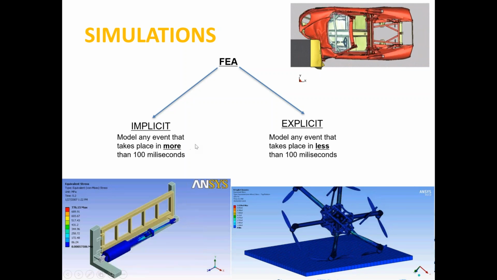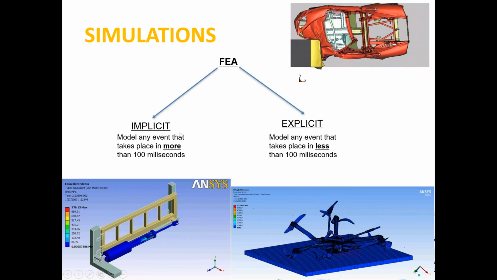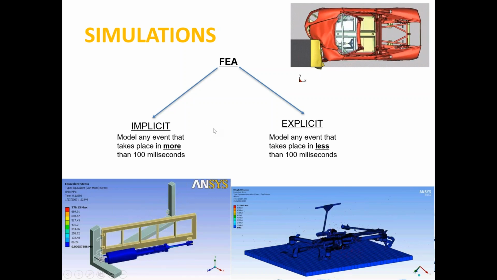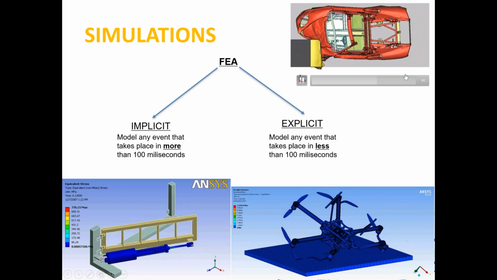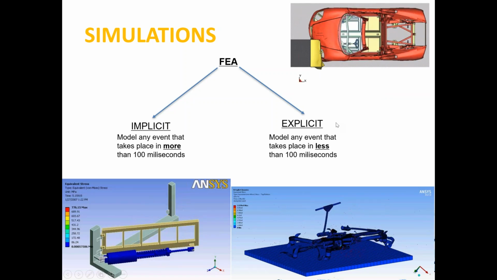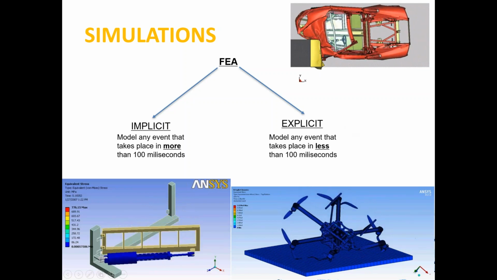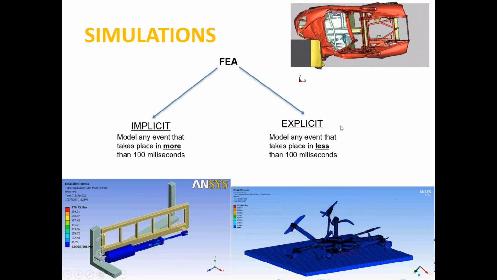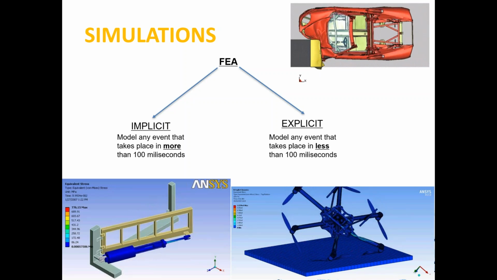ANSYS Mechanical is an implicit code, so we will be talking about ANSYS implicit dynamics today. We have separate webinars on ANSYS explicit dynamics or ANSYS LS-DYNA. So we have two different codes on the explicit domain. One is ANSYS LS-DYNA, the other one is ANSYS AUTODYN.